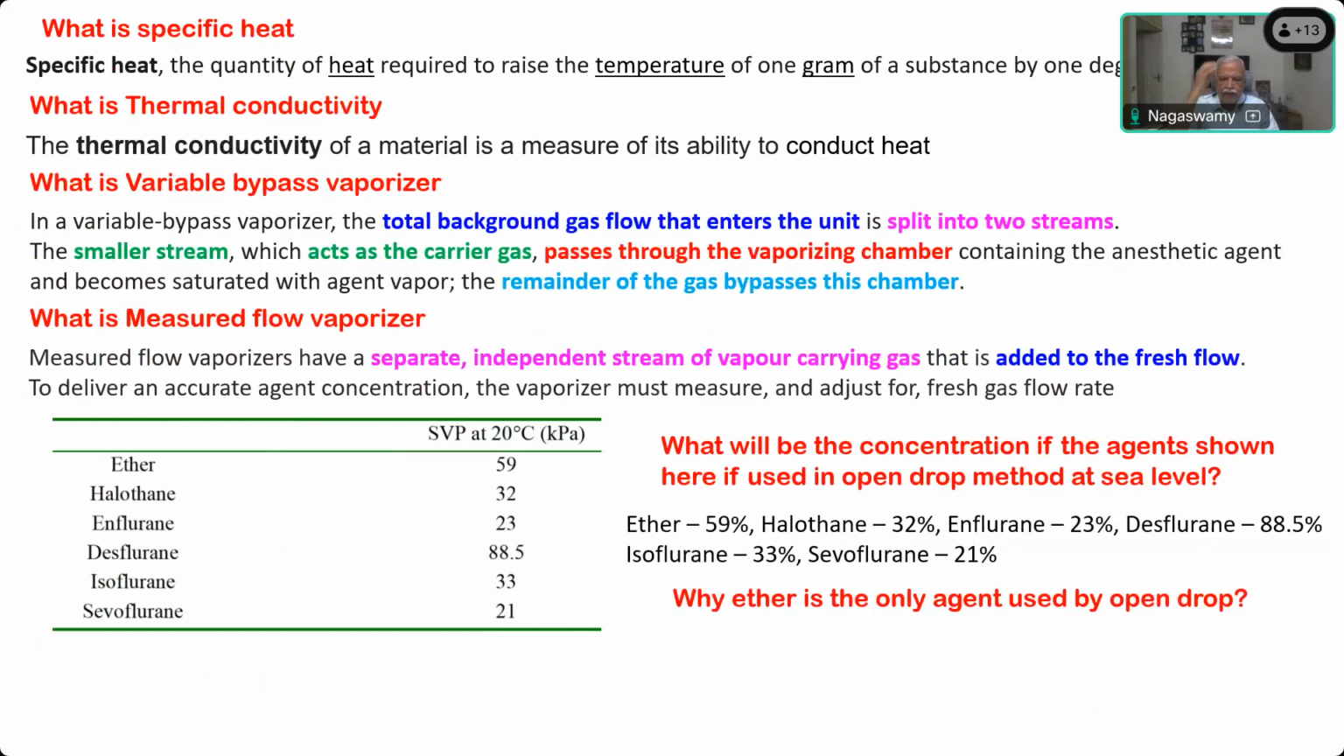Now, why is ether the only agent used by open drop? Even though you can use all these agents by open drop, you will ultimately land up using a very, very high concentration. Ether also is 59%, but still ether was used as the sole agent for open drop method. What is the reason?